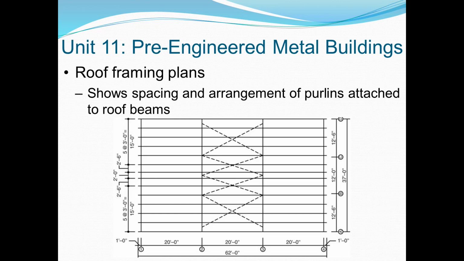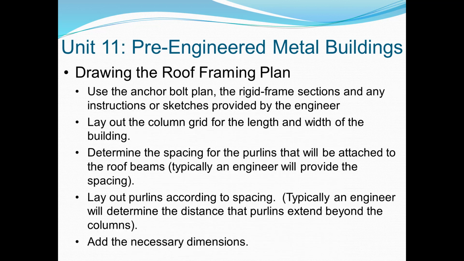That is cross bracing. That is designed by an engineer or the pre-engineered metal building company, depending on where it's located. That is just some additional support in that area that they feel is necessary to help keep the building structurally sound. So how to draw the roof framing plan?